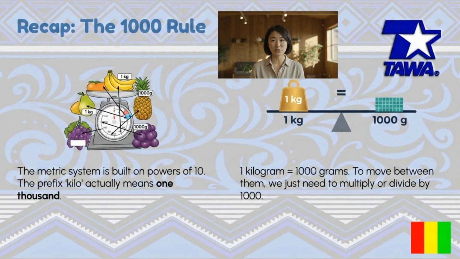Let's recap the 1,000 rule. The metric system uses powers of 10, and the prefix kilo means 1,000. Therefore, 1 kilogram equals 1,000 grams. To move between them, we multiply or divide by 1,000.